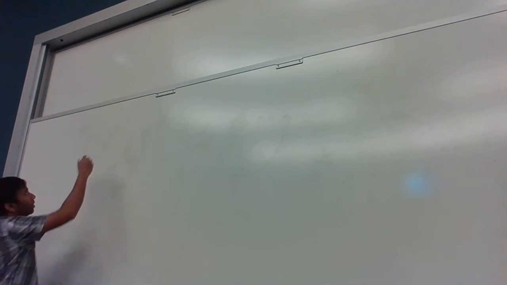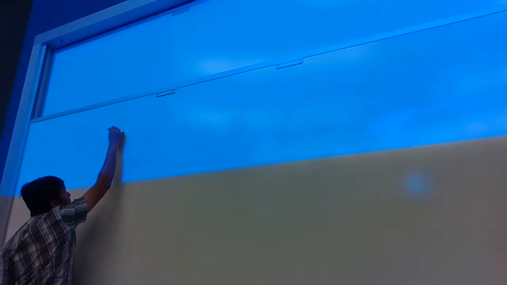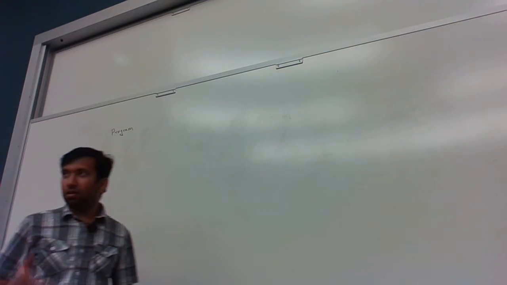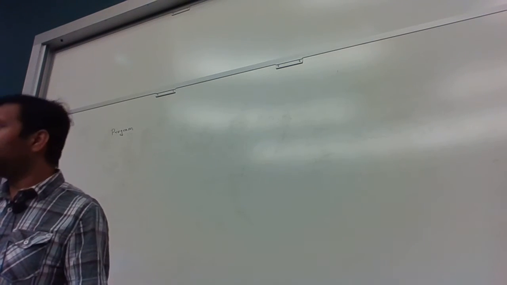So what are the different parts of a program that needs memory? The program file. The program file is in hard disk, right? The code that you write in high level doesn't need memory because you cannot execute it. It's just a file.